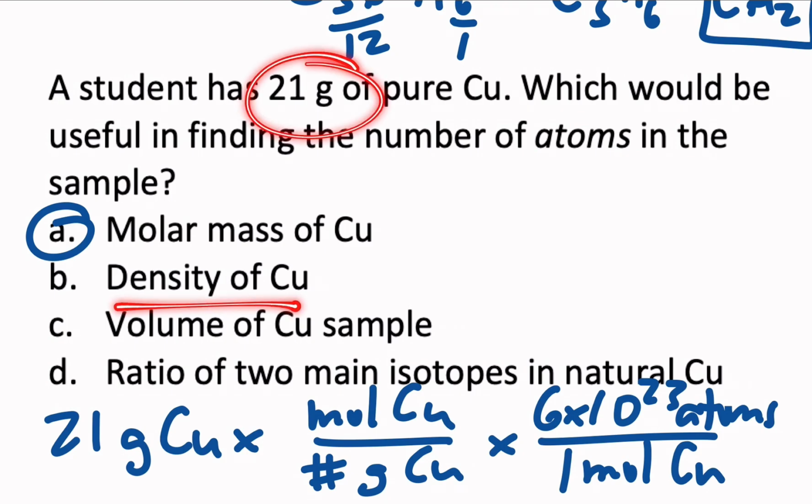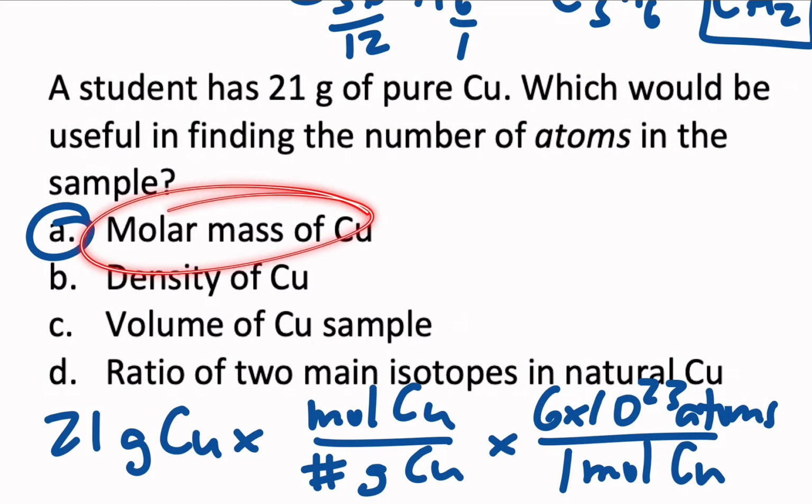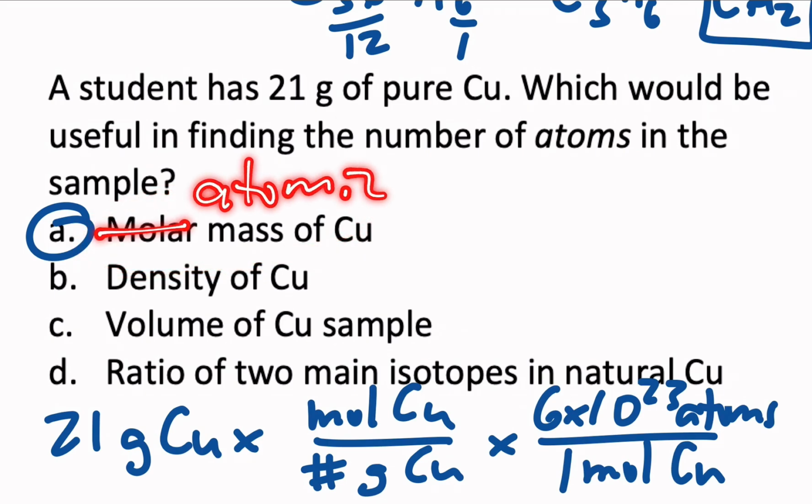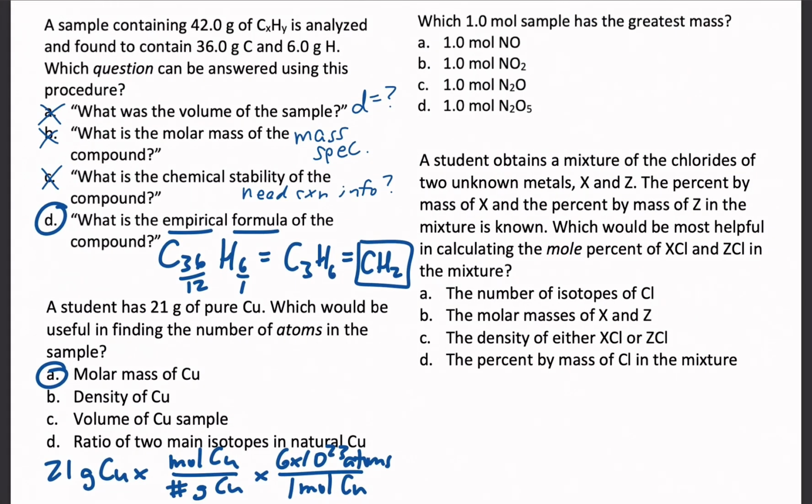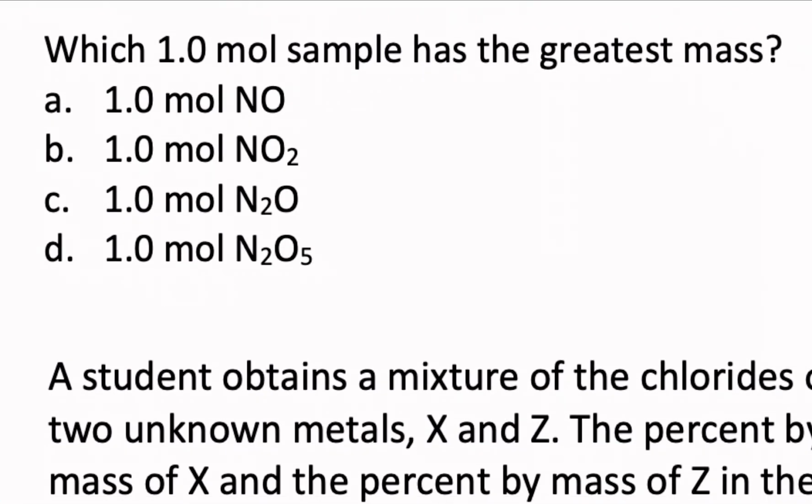A density would be able to turn my mass into a volume. The volume of copper might be able to get me the density of the copper. The ratio of the isotopes might help me get the different atomic abundances, but it wouldn't actually get me how heavy those coppers are. If I know it's a 2 to 1 ratio of isotopes, I still need to know how heavy those isotopes are to get the molar mass of copper, which really should be the atomic mass of copper, but I think that's what they mean.